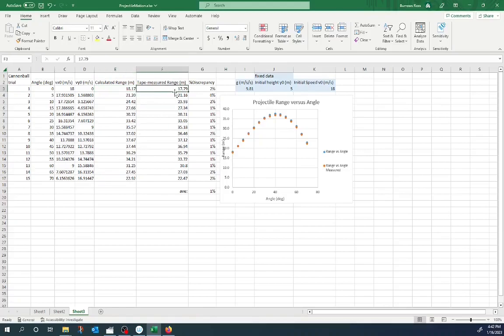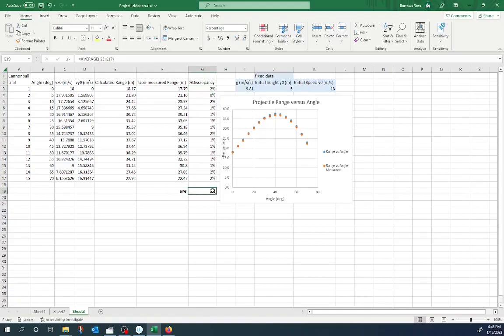Here, these are just the tape measured values of the range that I measured directly in PhET. This is the discrepancy. Here I calculated it as the calculated value minus the measured value divided by the calculated value expressed as a percent. So you can see that right there. That's the percent discrepancy between the calculated and measured value of the range for each of these trials. And you can just fill that down, and then the average discrepancy turned out to be 1%.